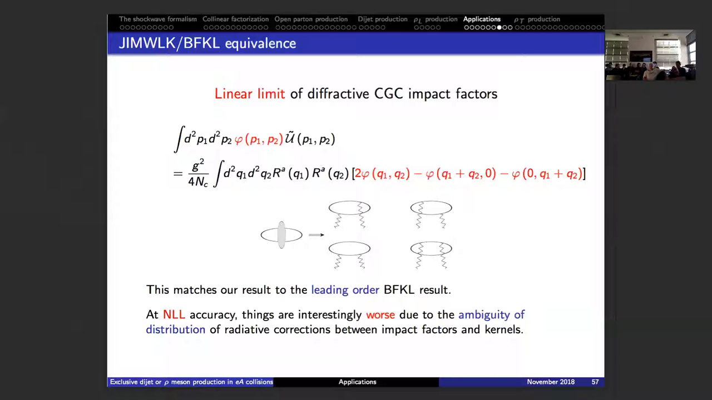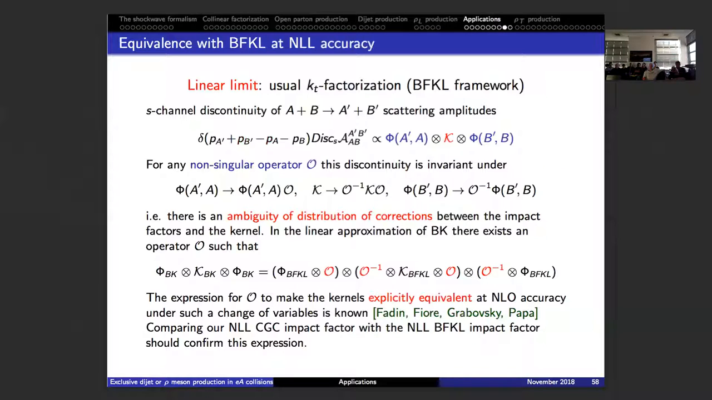So, okay, if you want to match BFKL at leading log, all you have to do is this expansion. That's perfectly fine. If you go next to leading log, we were discussing that with Genesis after people tortured him for hours, we just went and discussed a bit more calmly about it. Decided to torture him some more, right? So, in BFKL or BK, you have always the freedom of what you're putting in the impact factor and what you're putting in the kernels, right?